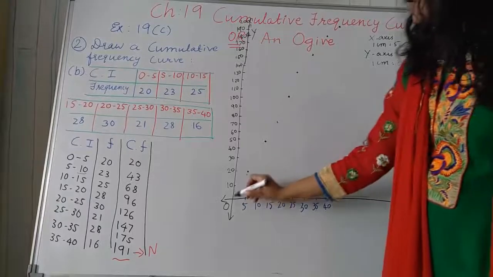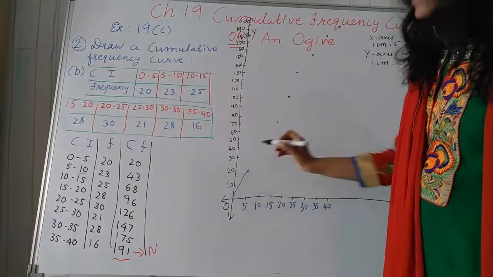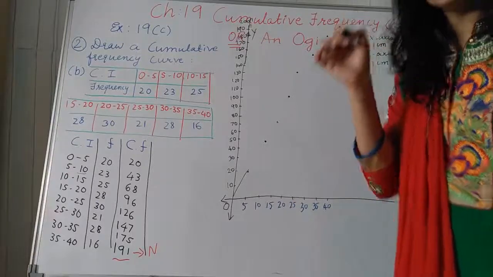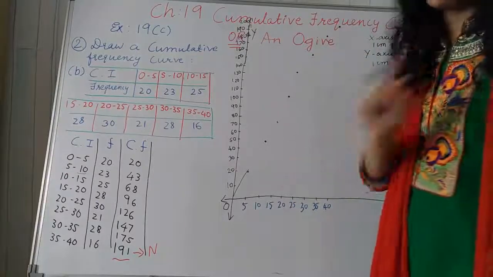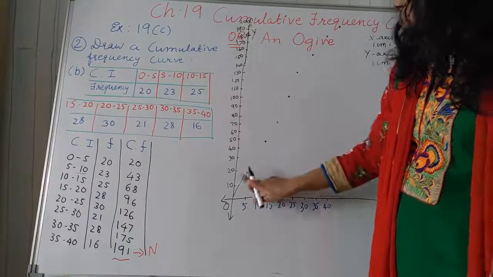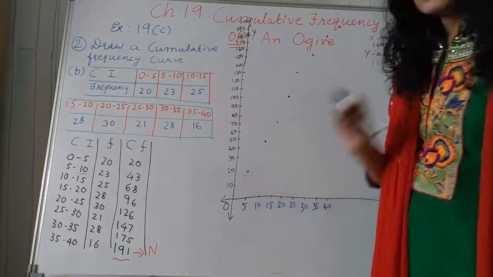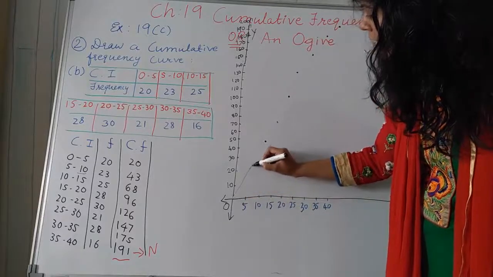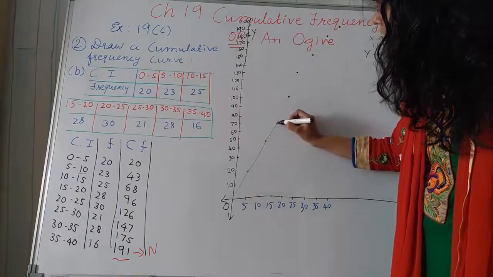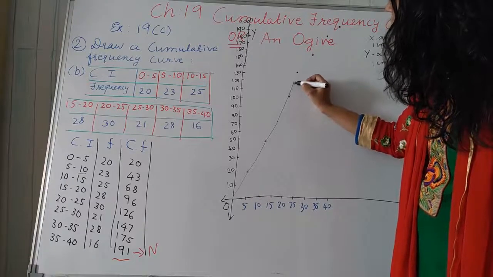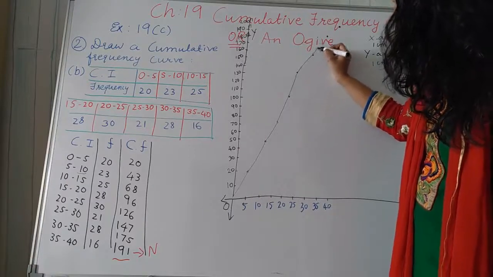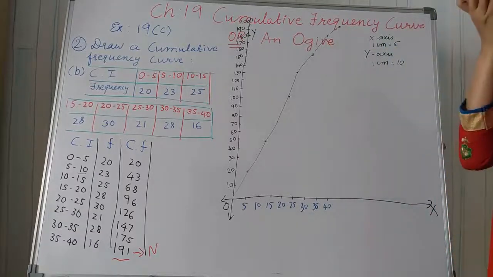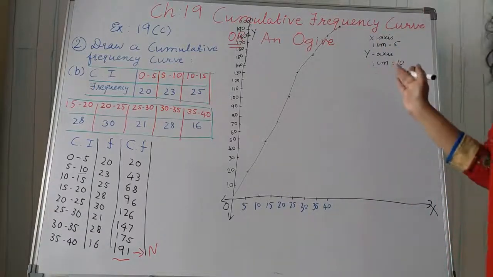So this way we get our points, and we have to join these points only using a free hand curve. Means you don't have to use a scale. Any type of scale is strictly not allowed. Only you have to use your hand and draw with a free hand, as I am drawing here, students. You have to join the points accordingly. So this is our less than type of frequency curve.